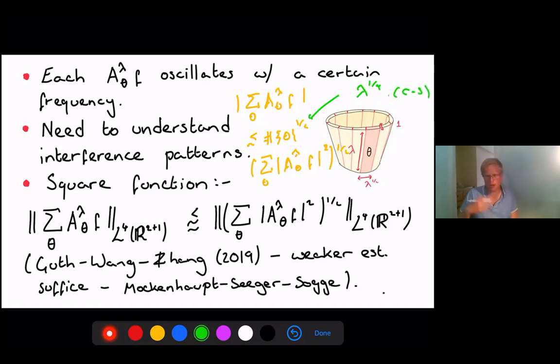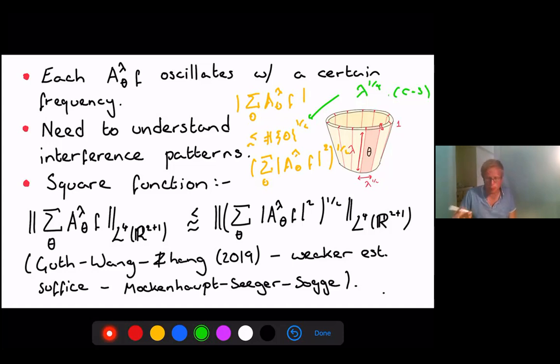However, this Cauchy-Schwarz inequality is not taking into account the fact that there's going to be interferences between the terms of this sum. So this square function takes into account this interference and shows that it gives you a gain of lambda to 1/4 over this trivial inequality. Of course, if these were just all non-negative functions, then we couldn't say anything better than this Cauchy-Schwarz bound, but we get this improvement. So the square function estimate I've written here is kind of the best possible, and it was proved pretty recently in a really remarkable paper of Guth, Wang and Zhang.